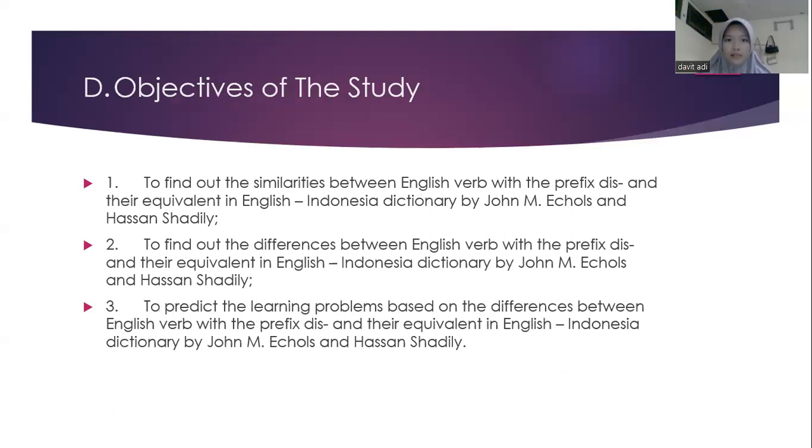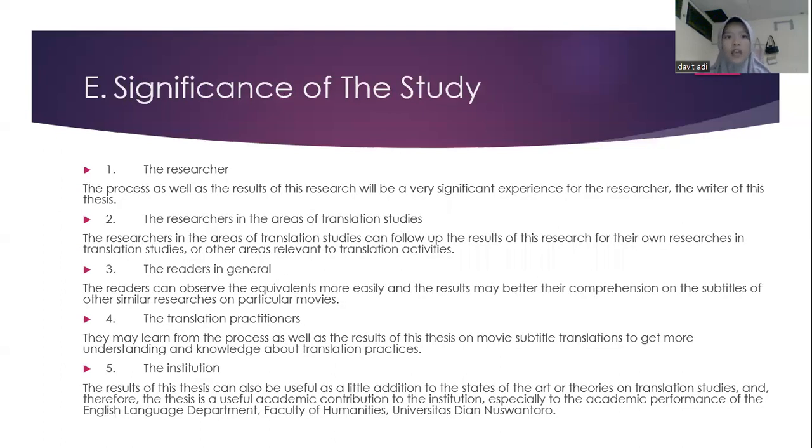Objectives of the study. Number 1 is to find out the similarities between English verbs with the prefix dis- and their equivalents in the English-Indonesian Dictionary by John M. Echols and Hassan Shadily. And the second is to find out the differences between English verbs with the prefix dis-. And the third is to predict the learning problems based on the differences between English verbs with the prefix dis- and their equivalents in the English-Indonesian Dictionary by John M. Echols. And E, significance of the study.